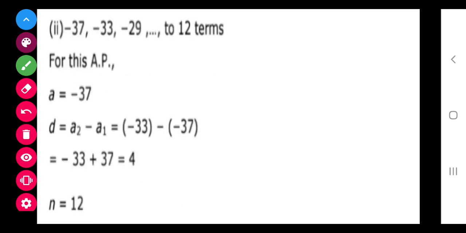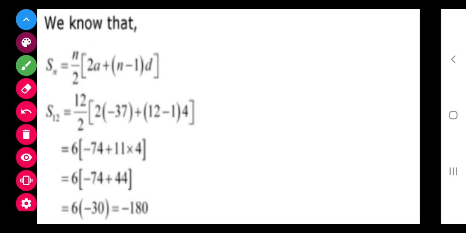The next part that I have taken is of negative terms. So in negative terms, a is equal to minus 37, a2 is equal to this, so we can determine d. And see, they also use the bracket whenever a minus sign comes. So class, this is very important to know when to use the brackets. After that, n is equal to 12, as 12 terms are needed.